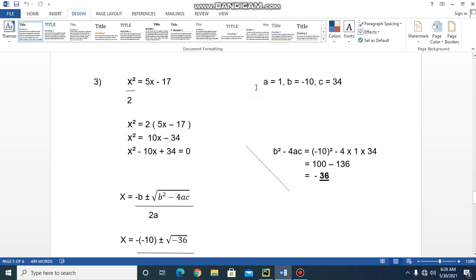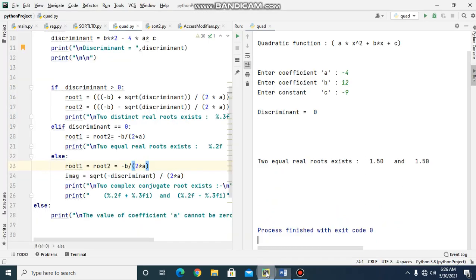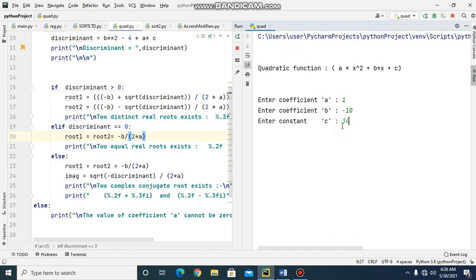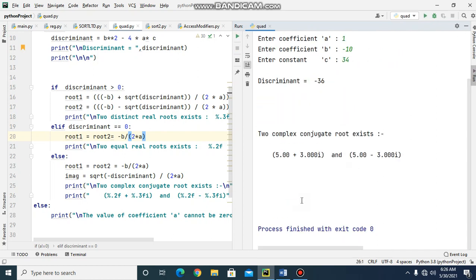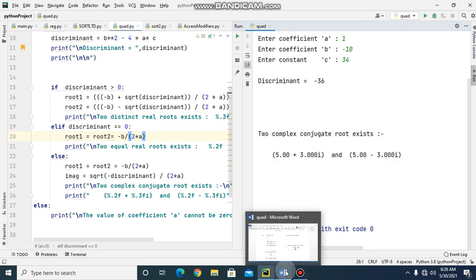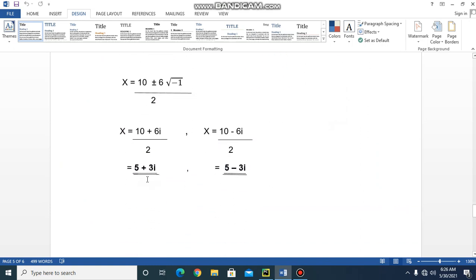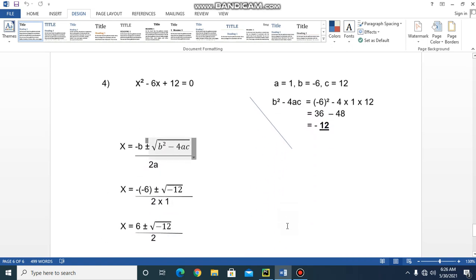Now the next example, coefficients are 1, minus 10 and constant is 34. So we have got discriminant as minus 36 and the conjugate roots as 5 plus 3i and 5 minus 3i. Now we will see the last example.